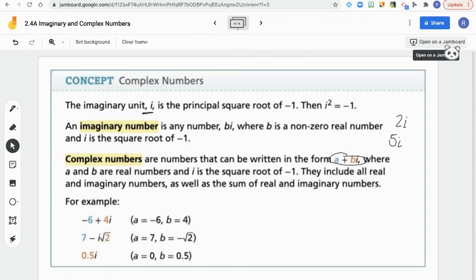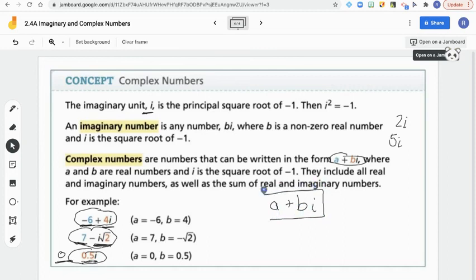So for example, you see a few here. Here's a complex number, right? It has a real part and an imaginary part. Here's another complex number. It has a real part and an imaginary part. This is even a complex number. It has a real part, right? It's just 0, and an imaginary part. Now notice that it is always written as a plus bi. We always are going to write it in this form. The real number plus the imaginary number.